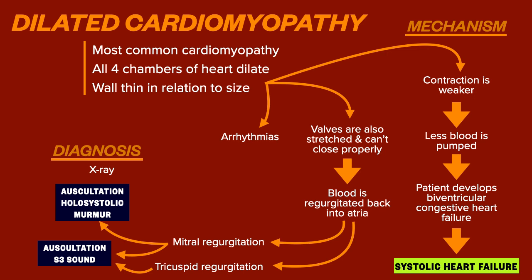Also, when the chambers get larger, they tend to stretch out the valves that separate the atria and the ventricles. When they are stretched, the valves can't close properly, and they just start to regurgitate blood back into the atria.